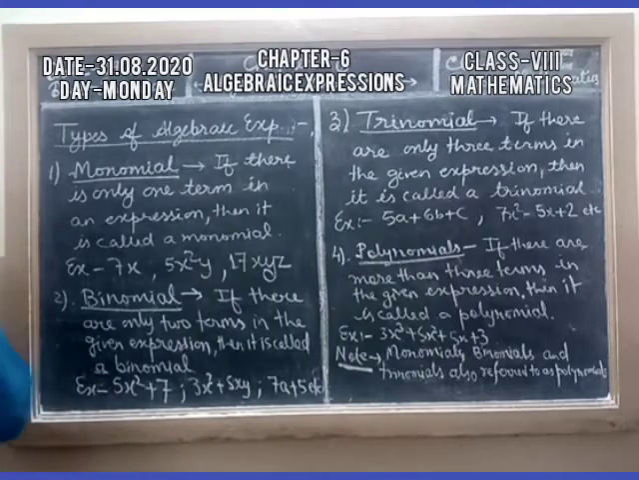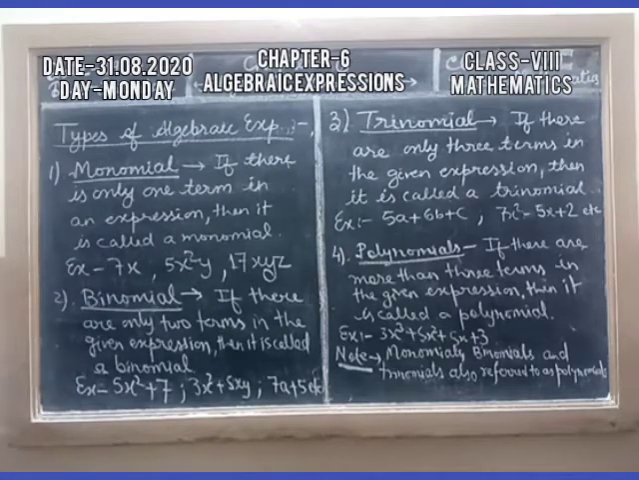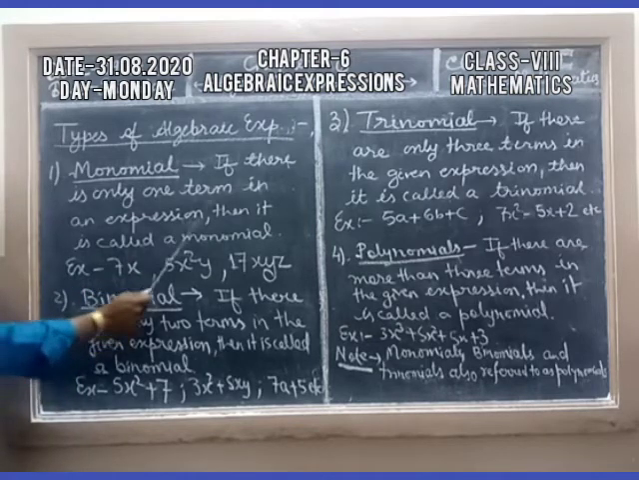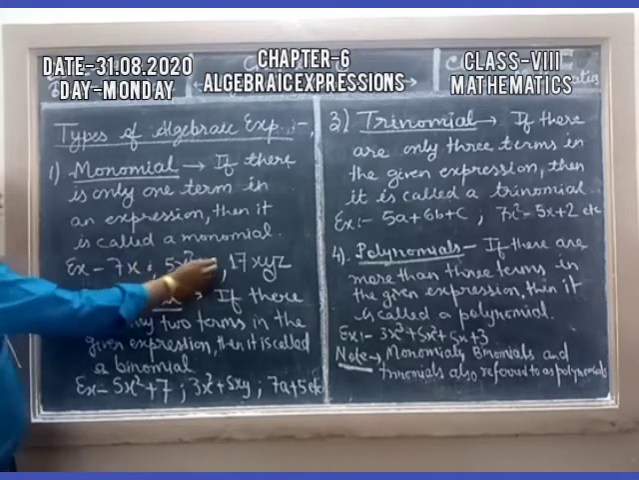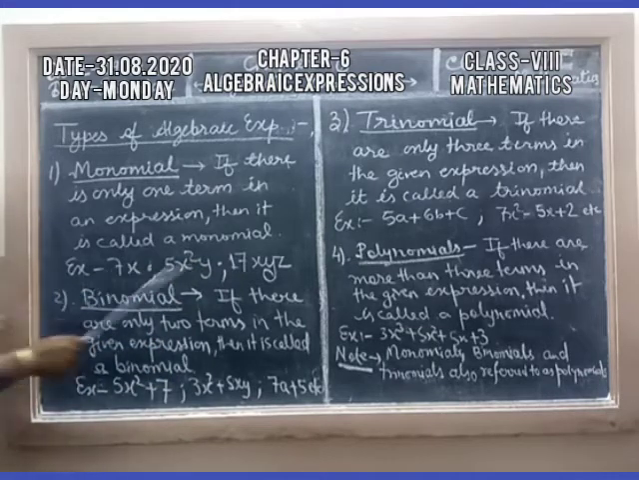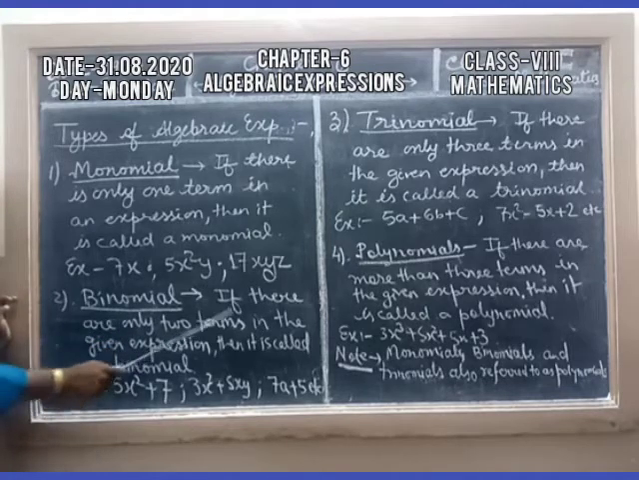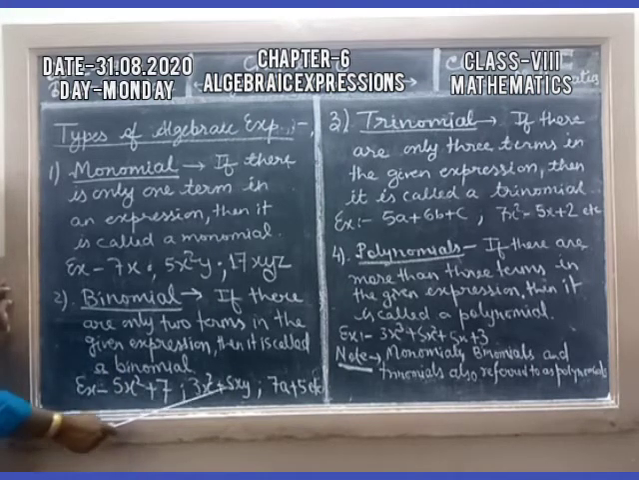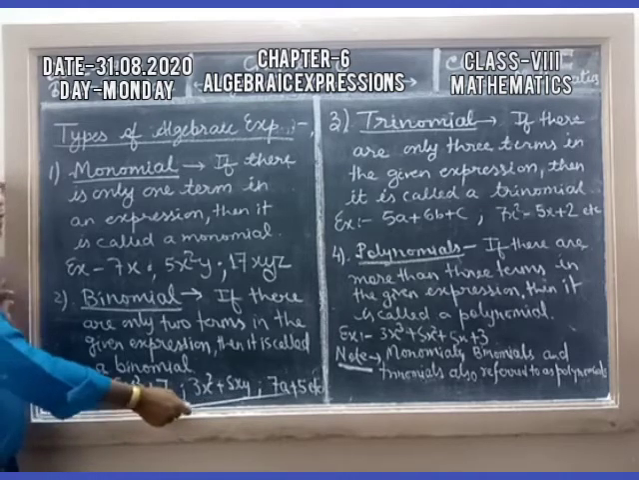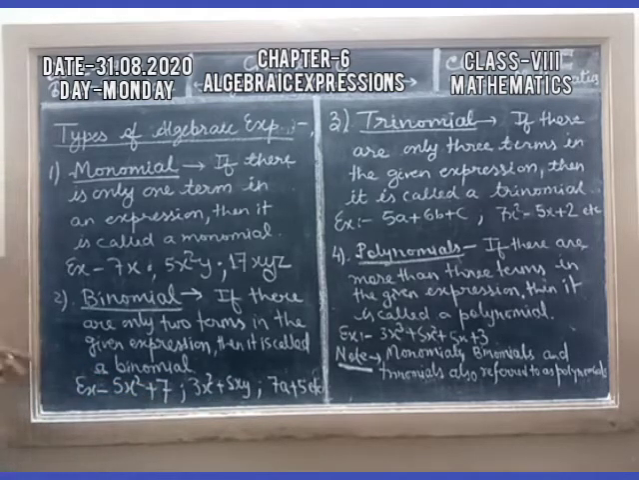Now students, types of algebraic expressions. First, monomial. If there is only one term, meaning a single term in the given expression, then it is called a monomial. So 7x is a single term, 5x square a single term, 17xy a single term. They are all called monomials. Binomial: if there are only two terms in the given expression, then it is called a binomial. 5x square plus 7, 3x square plus 5xy, 7a plus 5, also two terms. So they are called binomials.